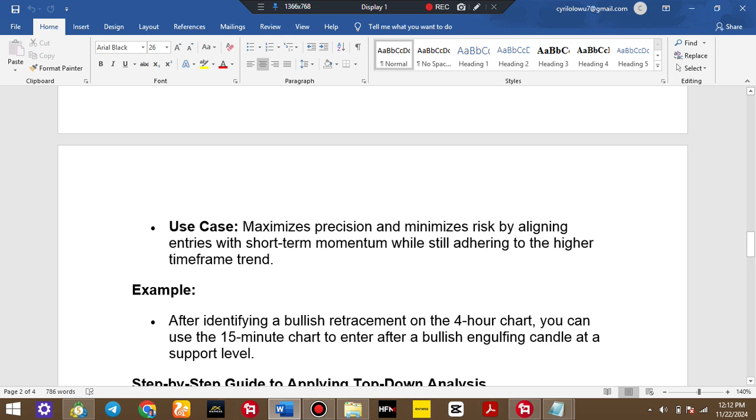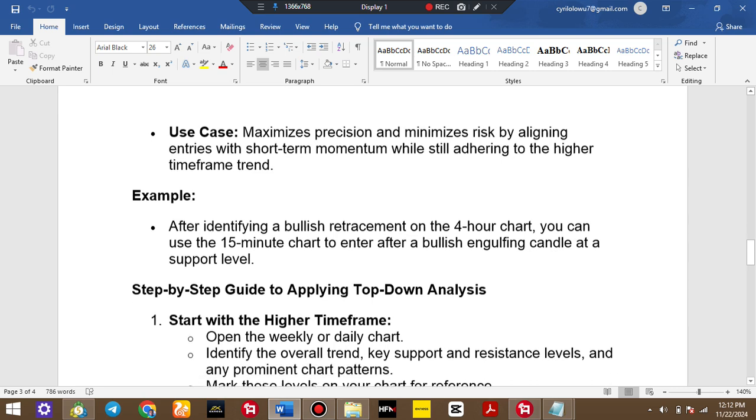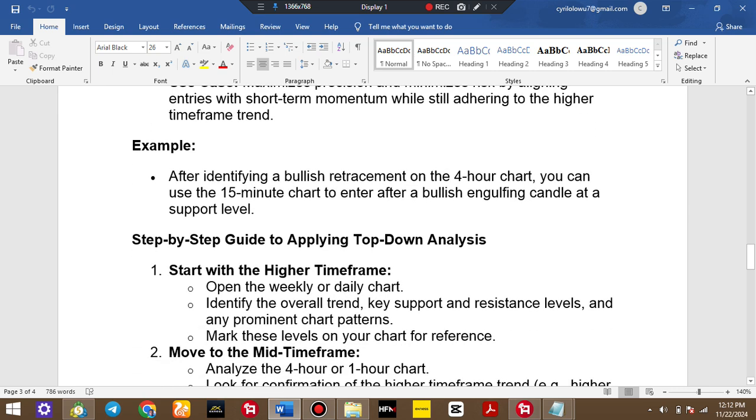Use case: maximize precision and minimize risk by aligning entries with short-term momentum while still adhering to the higher time frame trend. Example: after identifying a bullish retracement on the H4 chart, you can use this 15-minute chart to enter after a bullish engulfing candle at a support level occurs.